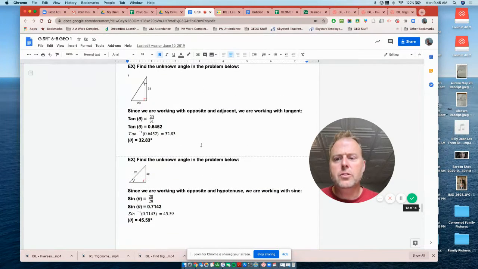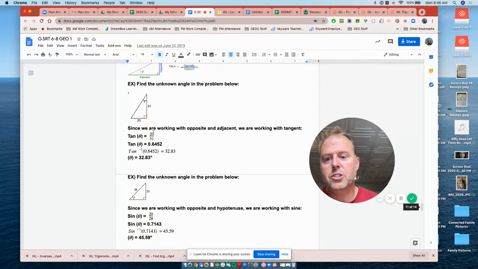So looking at this, since we're working with opposite and adjacent, we're working with tangent. In this case, here's my angle, my unknown angle. I have my opposite and I have my adjacent. So I need to write the tangent of theta in this case, or tangent of the angle, is equal to 20 over 31. So the tangent of the angle is equal to 0.6452.